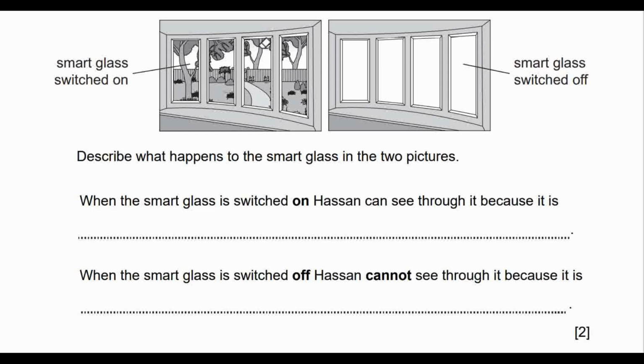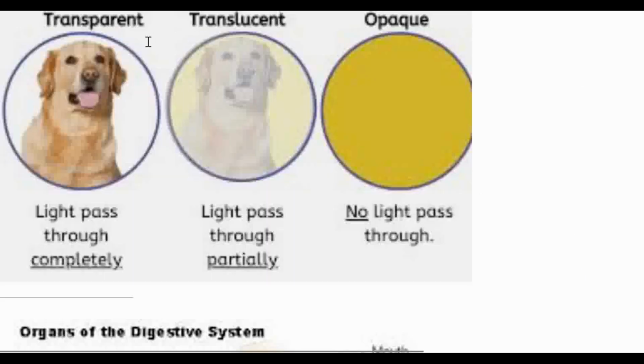So let's type down the answer. So this is just a revision note. Transparent means light passes through completely.